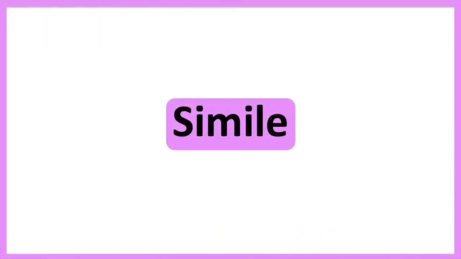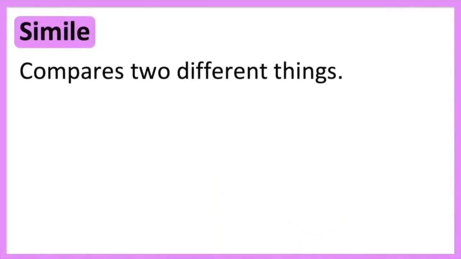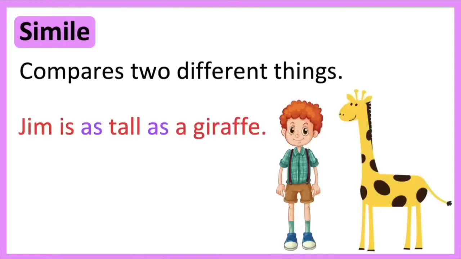Simile. A simile compares two different things. We say that something is like or as something else. For example, Jim is as tall as a giraffe. In this example, the simile compares two different things that are compared due to their common characteristic, which is their height. So essentially, I'm saying that Jim is very tall.